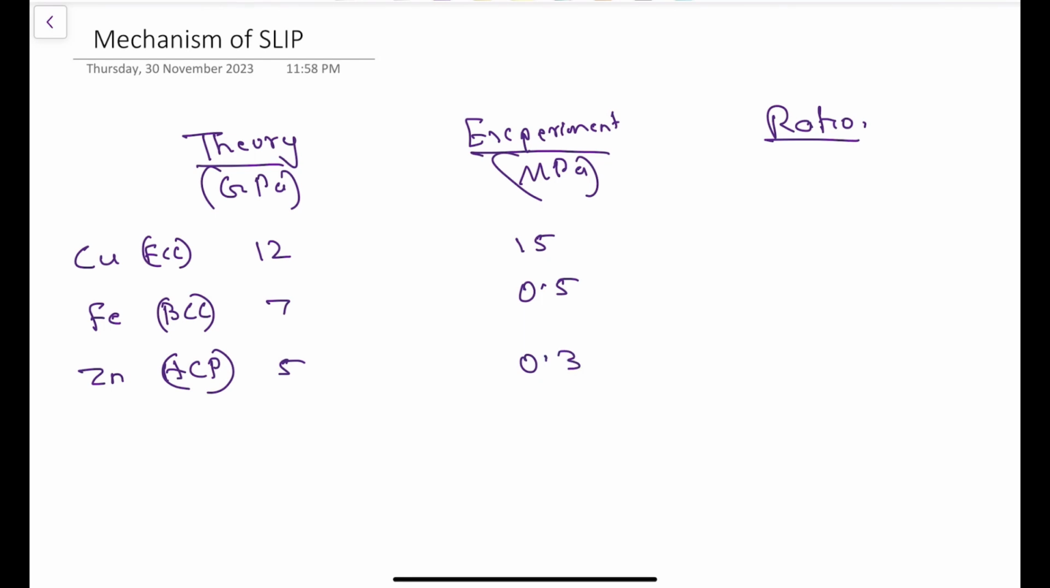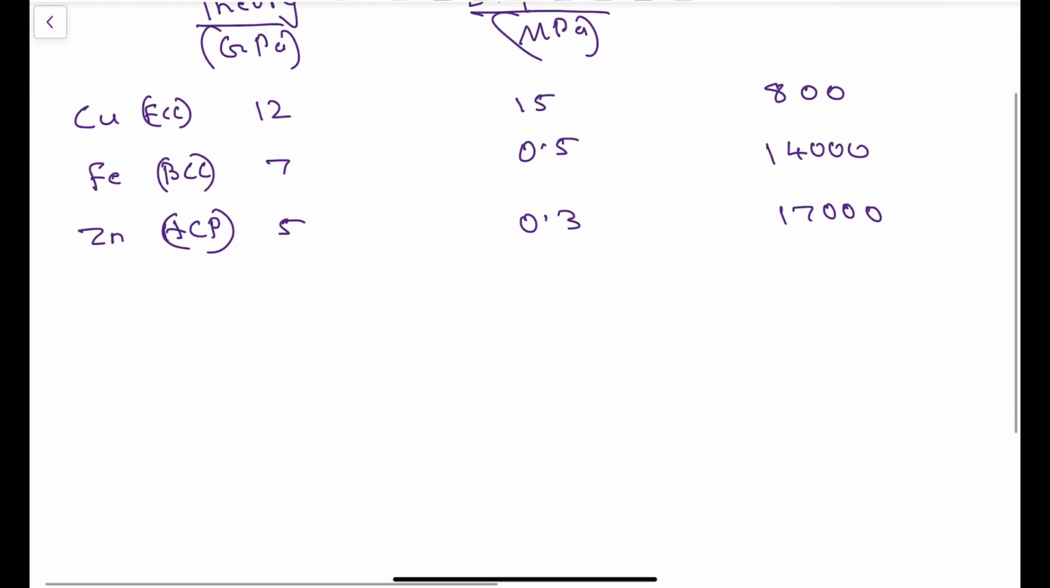If you compare the ratio, it is 800, 14,000, and somewhere around 17,000. That means theoretically the critical resolved shear stress should have been this high, but practically, by experiment, it is very low. What may be the reason for this?